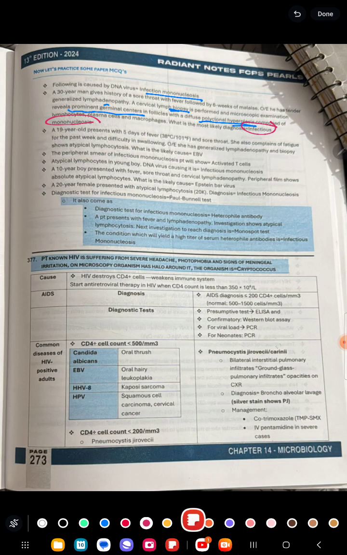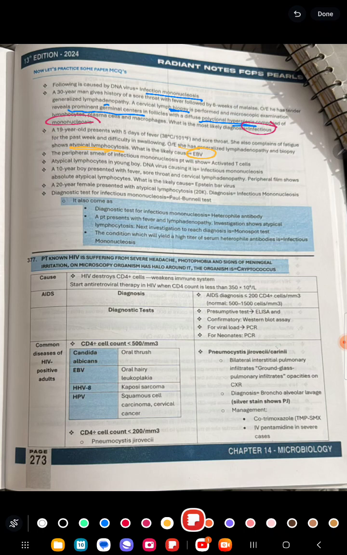A 19 years old presents with 5 days of fever, 101 degrees Fahrenheit, and sore throat. She also complains of fatigue for the past week and difficulty swallowing. On examination, she has generalized lymphadenopathy, and biopsy shows atypical lymphocytosis. What is the most likely cause? It is Epstein-Barr virus. Clear?